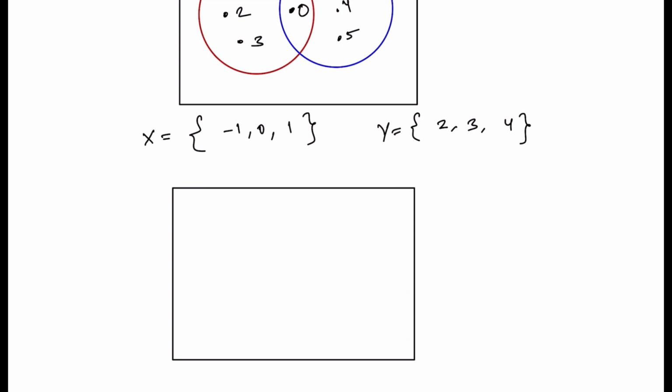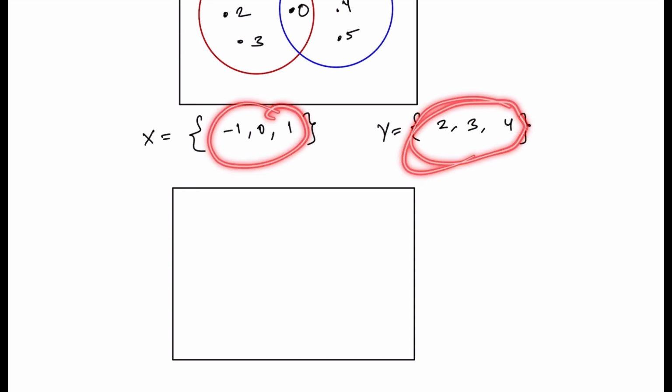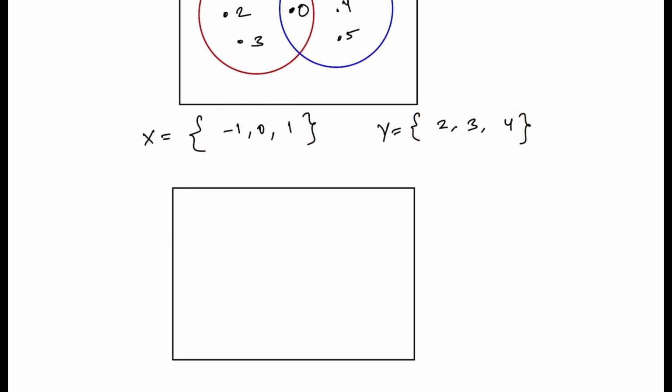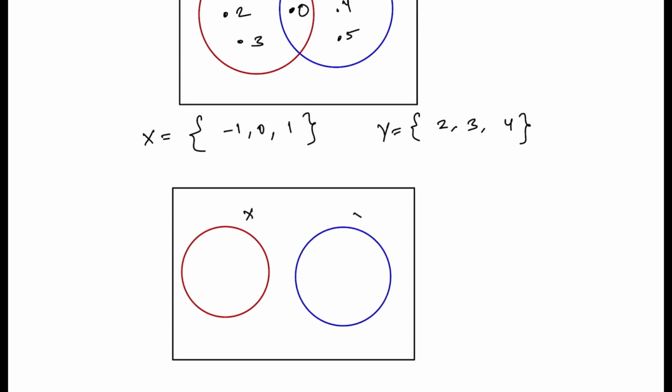Next, check if there is a common element or not. If you see here, there is no element common. If in the given sets there is no element common, then the region of x will not overlap with the region of y. Means the circle of x will not overlap with the circle of y. So just draw the circles and do not overlap them. This is x, this is y. Now x has elements minus 1, 0 and 1, and y has elements 2, 3, 4.